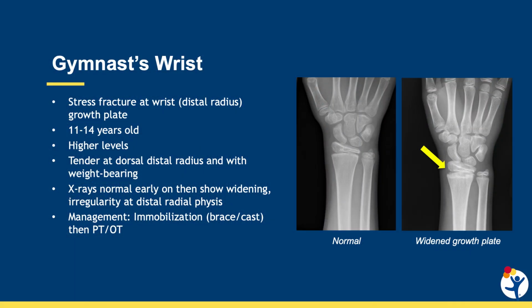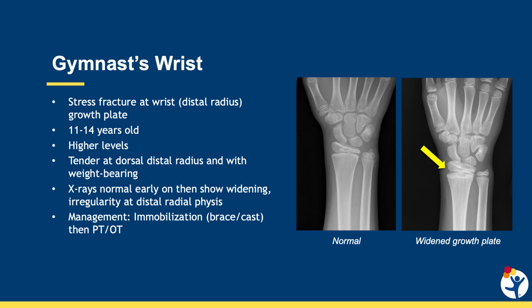First, I will review a few upper extremity injuries that occur in gymnasts. Gymnast wrist is an overuse condition that affects the distal radius. Because gymnasts use their hands like legs when they tumble and do handstands, they can develop gymnast wrist, which is a stress fracture of the distal radial physis.